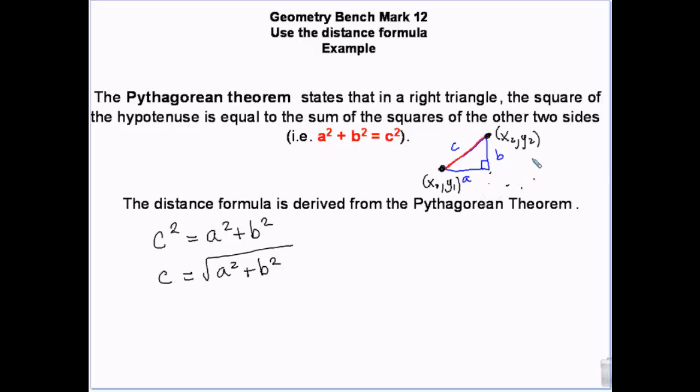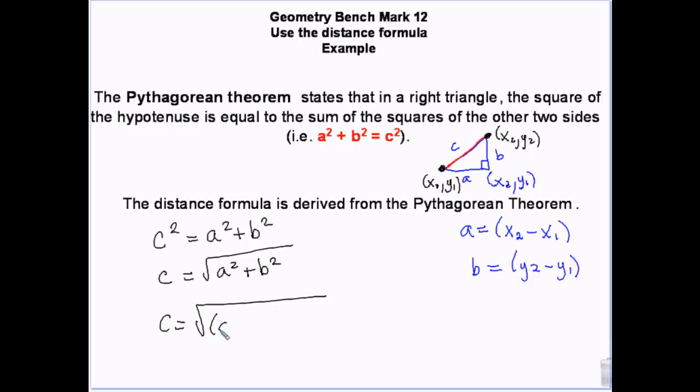The length of A, this would be x2, y1. So the length of A is x2 minus x1. And then the length of B is y2 minus y1. And so that gets plugged in to here, and that's how we get the distance formula. x2 minus x1, that's A squared. And then B is y2 minus y1 squared.